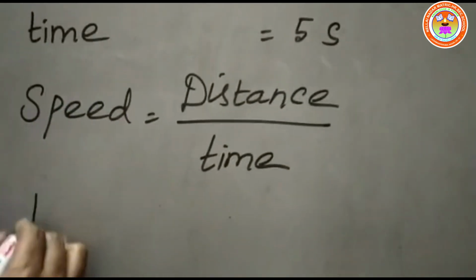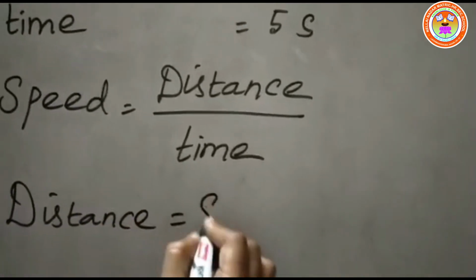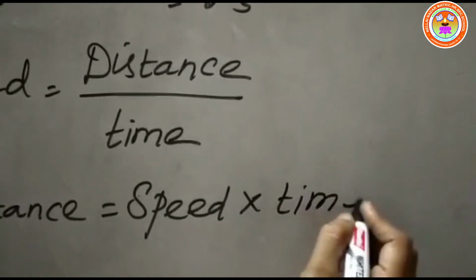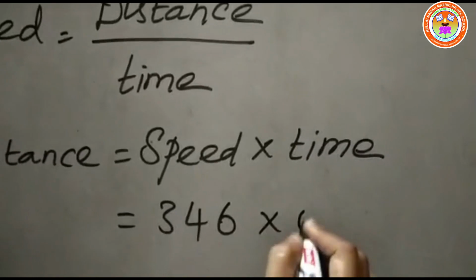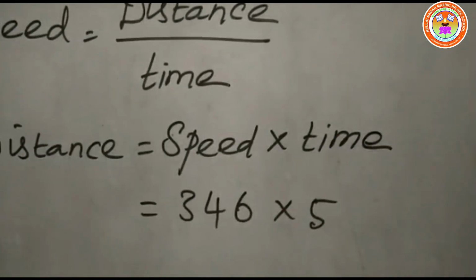So time is cross multiplied here, and we obtain one more formula: distance is equal to speed into time. Now you have to substitute the known values: 346 and time is 5 seconds. So what will come? 346 is multiplied with 5.